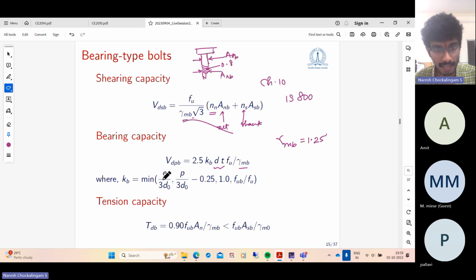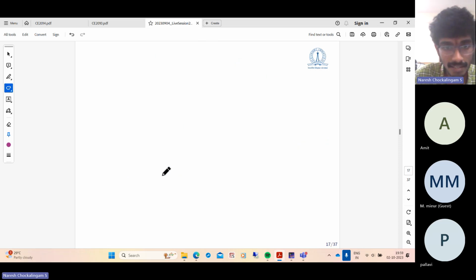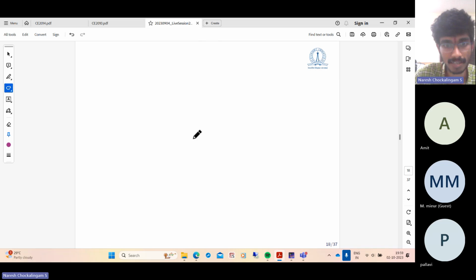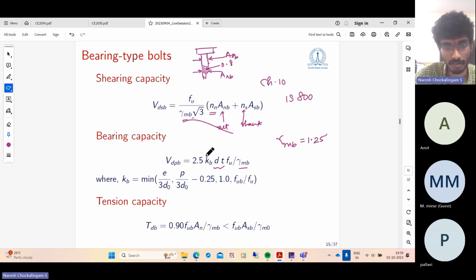This Kb is given by the minimum of edge distance by 3d naught. So what is the edge distance? Edge distance is this: the distance from the edge of the plate to the first bolt. Pitch is this. 50 mm is the pitch in this case. The distance between two subsequent arrays of bolts is p. And fub by fu. So the smallest one of these factors has to be considered.